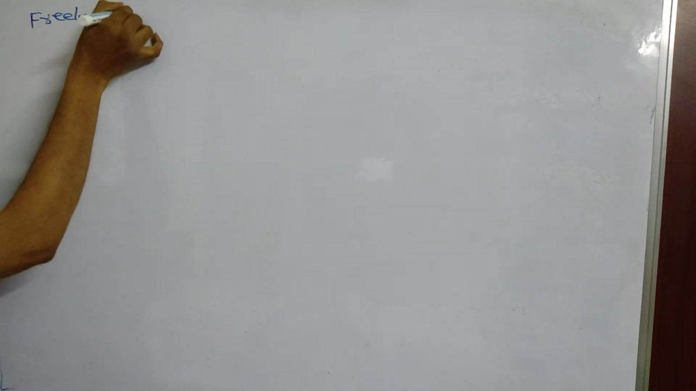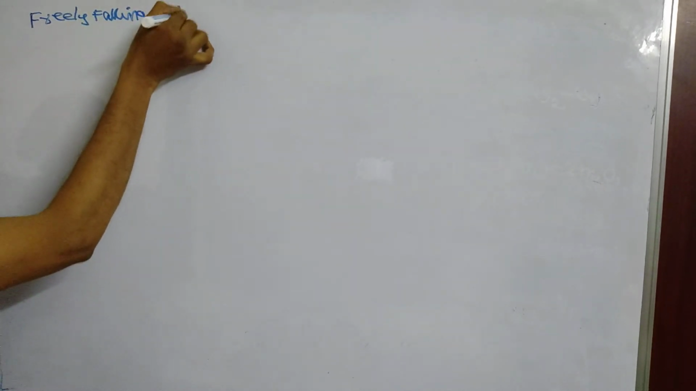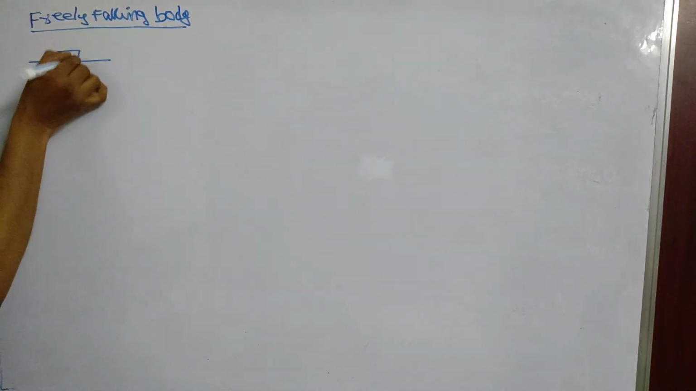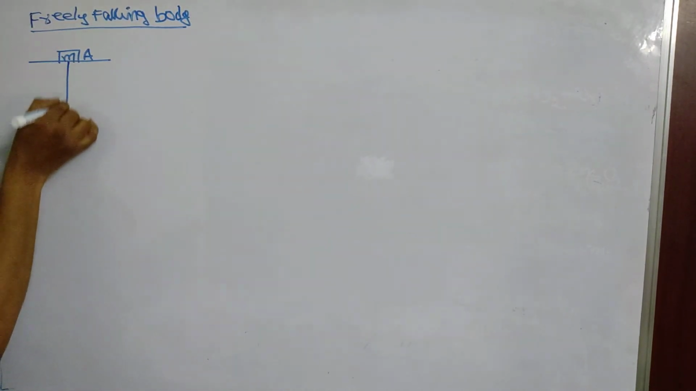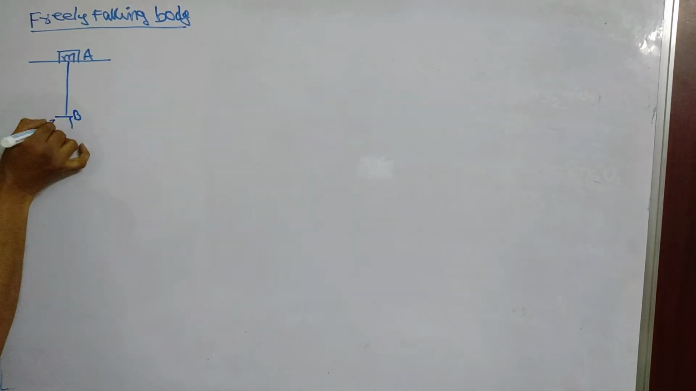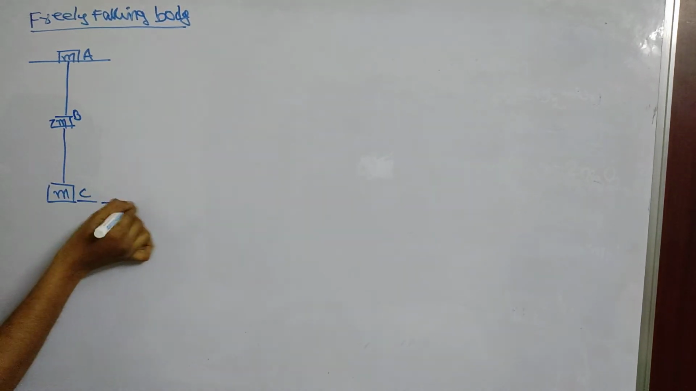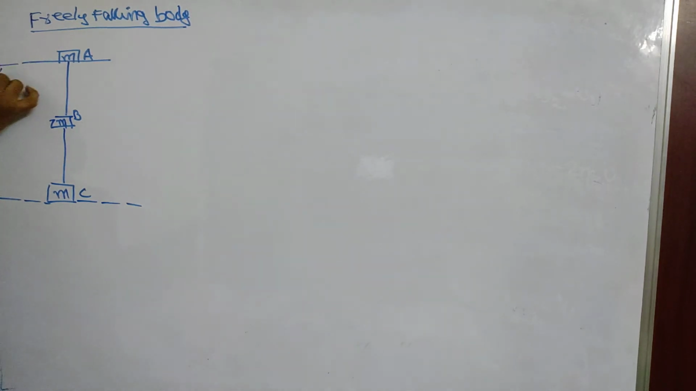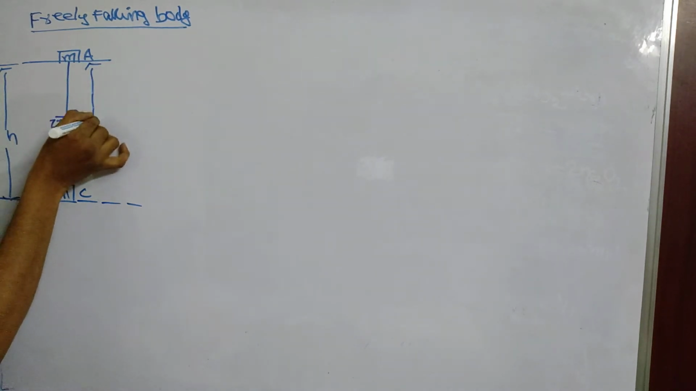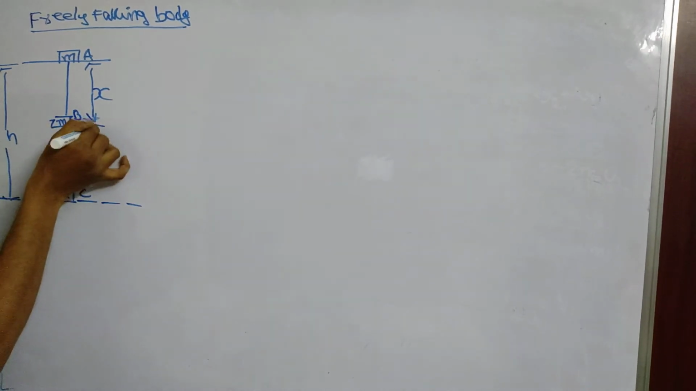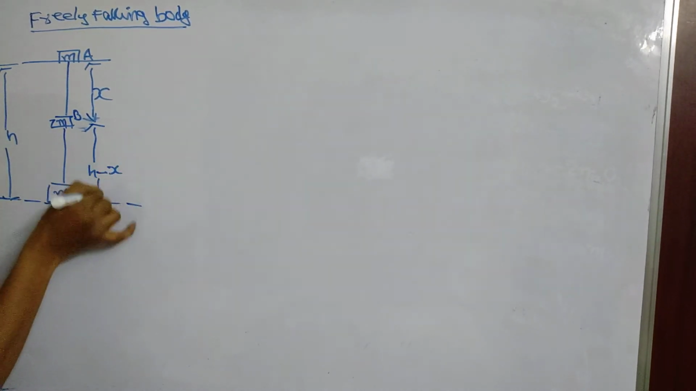Freely falling body. For this purpose I consider now this is the mass of the object located at point A. Now that will reach another point B whose mass is m here and will touch the ground at the point C. Still the mass is m. The total height with respect to the points A to C is h. The distance from A to B is x, and the remaining distance from B to ground is h minus x.